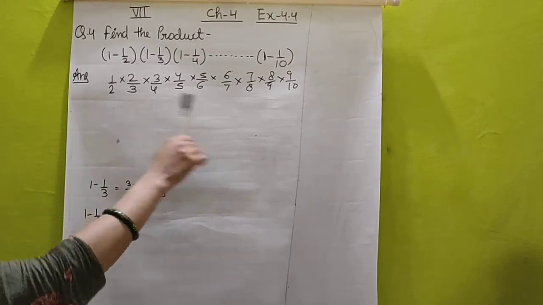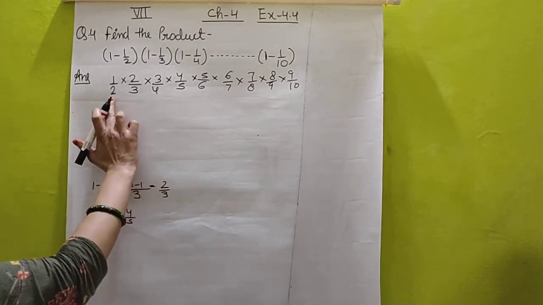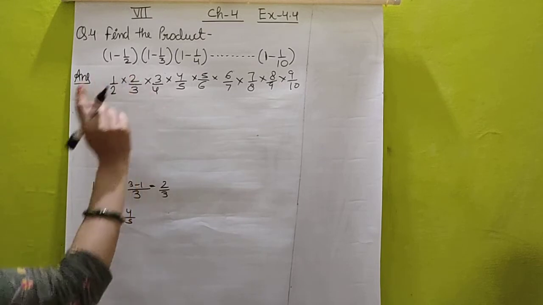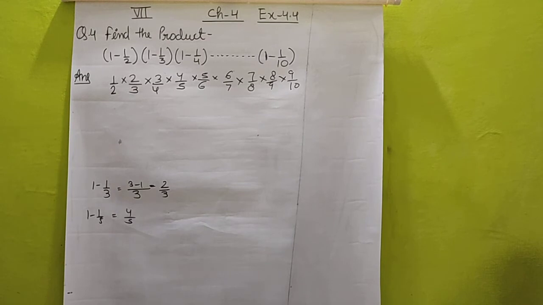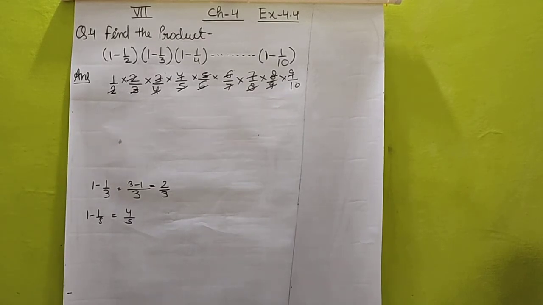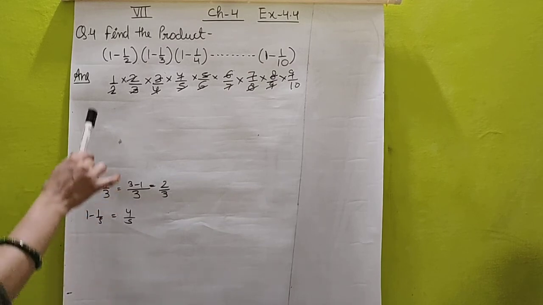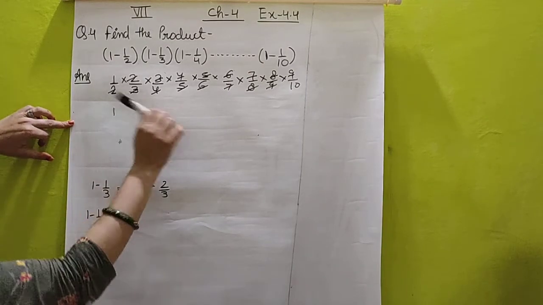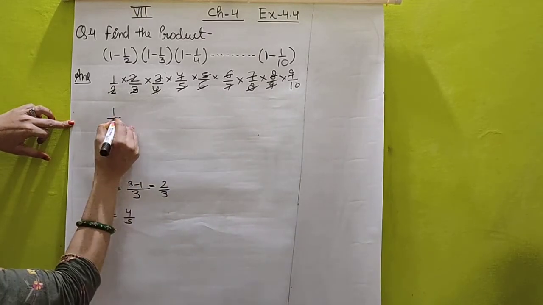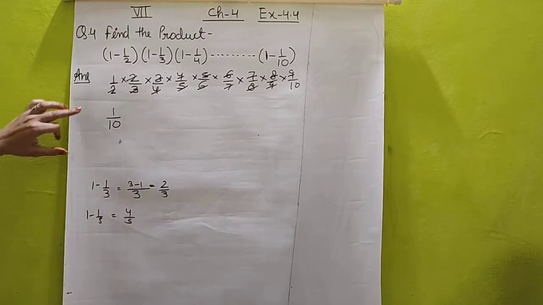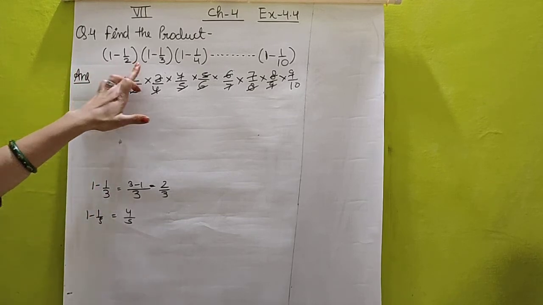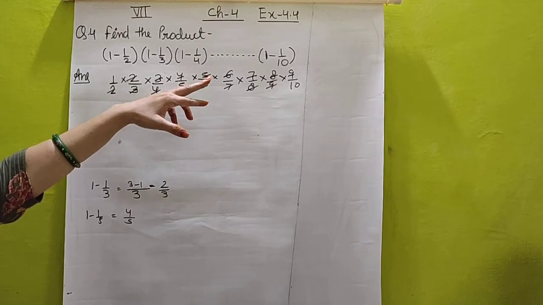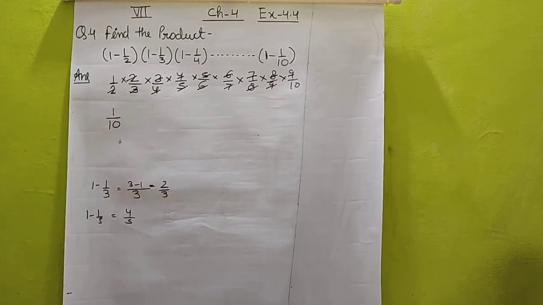Now students, you can see all are in multiplication. So we can use the cutting method here. From 2 and 2 we can cut, 3 and 3, 4 and 4, 5 and 5, 6 and 6, 7 and 7, till 9 we can cut. Okay students. Now students, what is the remainder? Here only 1 is remaining upside and downside only 10 is remaining. So your answer, students, will be 1 upon 10. Okay students. So this was a very simple question. We only solved the brackets, continued till 1 upon 10, and then used the cutting method.